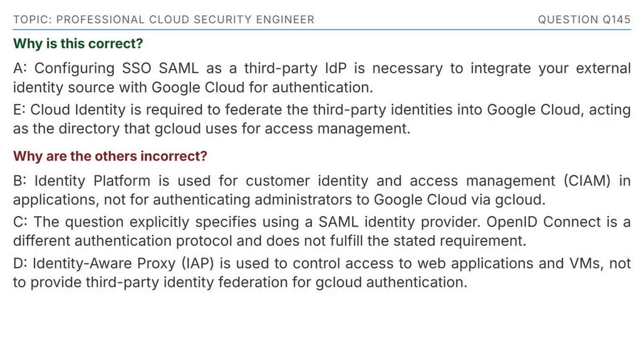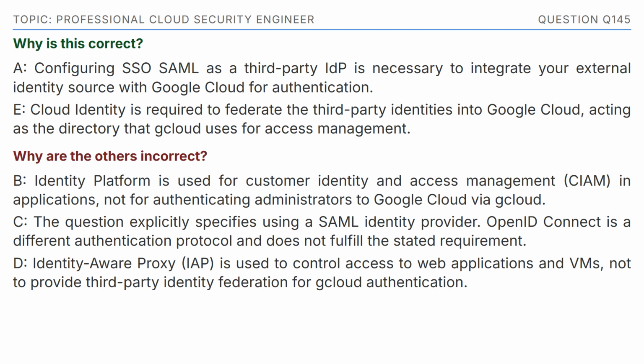Configuring SSO SAML as a third-party IDP is necessary to integrate your external identity source with Google Cloud for authentication. E. Cloud Identity is required to federate the third-party identities into Google Cloud, acting as the directory that Cloud uses for access management. Why are the others incorrect?